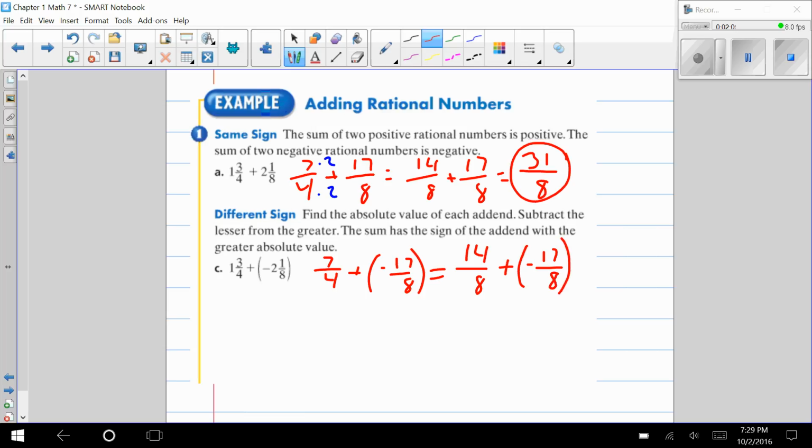Now we know that there are more negatives, so we're going to take 17 minus 14, and that'll give us 3. We have more negatives, so it's negative 3. And the denominator stays the same, so my answer is negative 3/8.